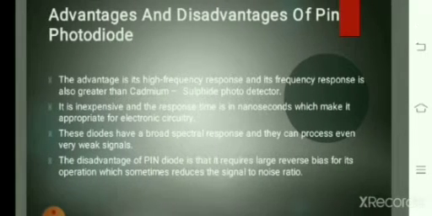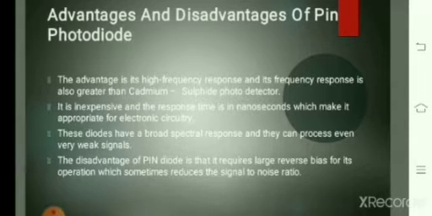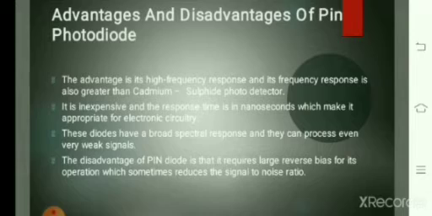Advantages and disadvantages of PIN photodiodes. First of all, the advantages of PIN photodiode. The PIN photodiode can be used as a high voltage rectifier. The intrinsic region provides a greater separation between the P and N regions. The PIN photodiode makes an ideal RF switch.